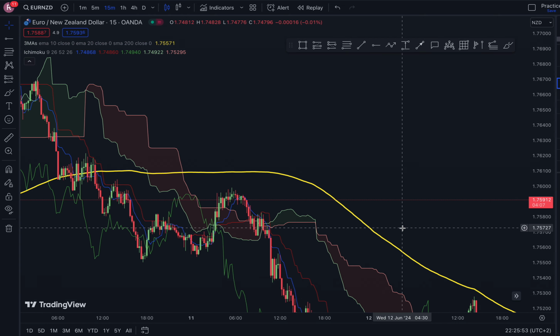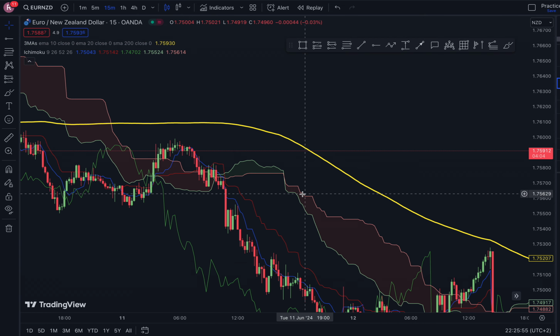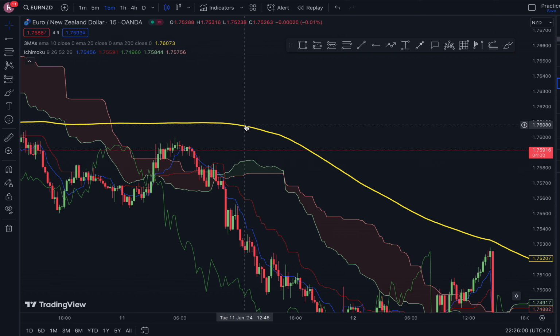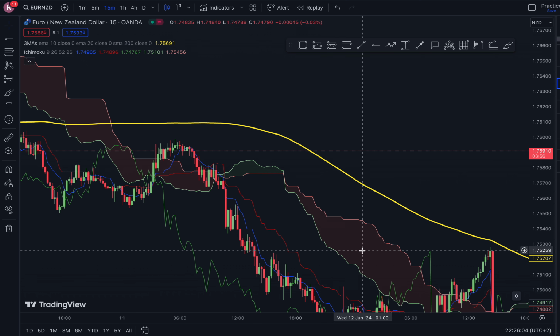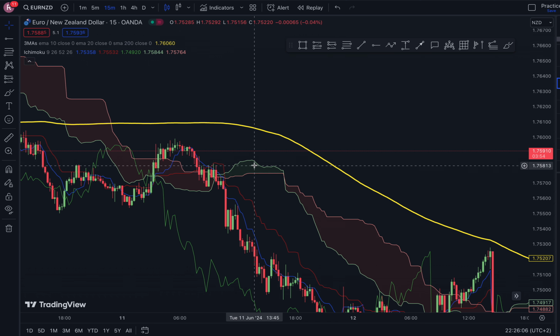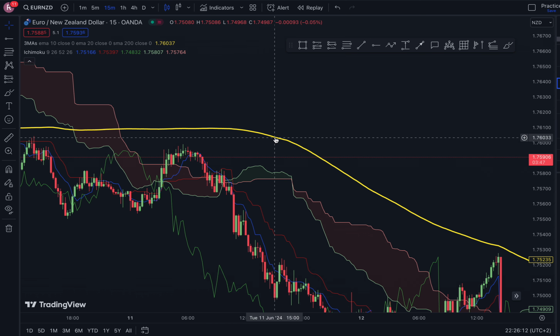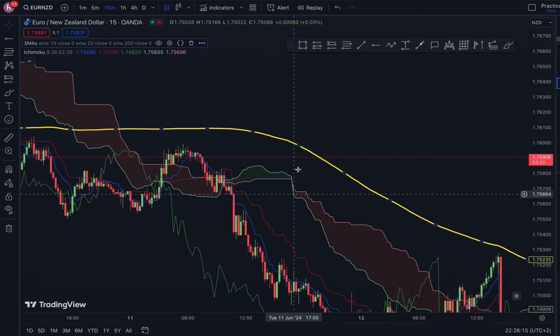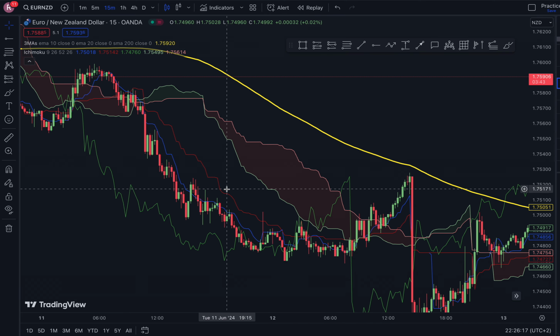Let me give you an example. Right now you can see that our Ichimoku cloud right here is green, and it's below. Green symbolizes buy and red symbolizes a sell. So you can see that it's green underneath our EMA, which means buy, but we can't buy because price is currently underneath our EMA. So we need to look for sells.